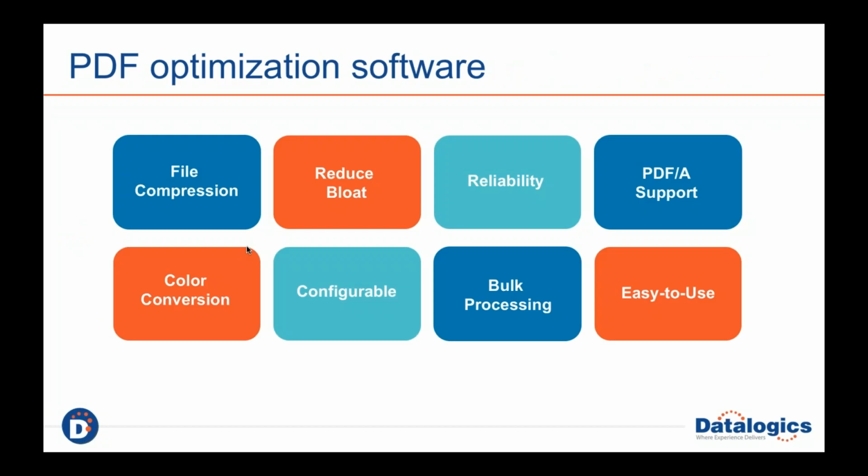So when you're talking about PDF optimization software, some of the key things that you would be looking for would be things like file compression, the ability to compress the different parts, the ability to reduce the bloated things, the things that are too numerous, too much duplication, that don't necessarily have to be there. You want something also that's reliable, that you can depend on, that's not going to crash if you throw different things at it. You also want something that can offer you what's known as PDF/A support.